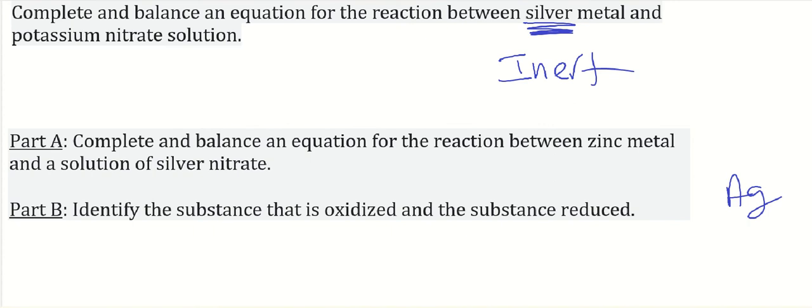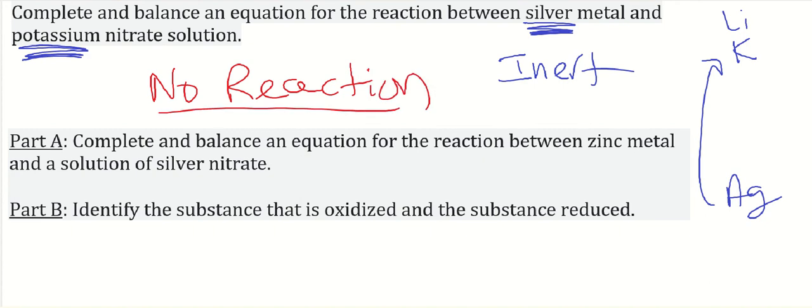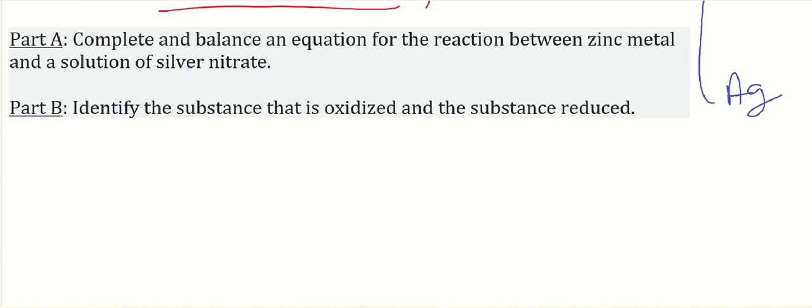It's not very reactive. And potassium is an alkali metal. It's one of the most reactive elements. It's way up here. Lithium's up there, potassium's up there, and silver's not going to replace any of those things. So the answer here is simply no reaction. Nothing's going to happen. That silver is just going to sit at the bottom of that beaker with the silver nitrate, and you can watch that beaker all day and nothing's going to happen.